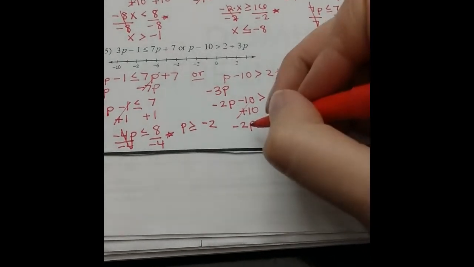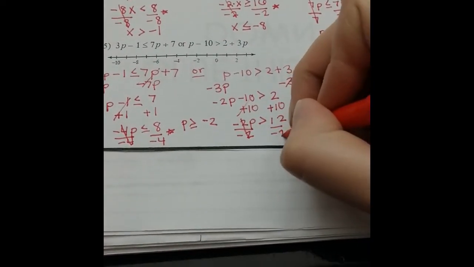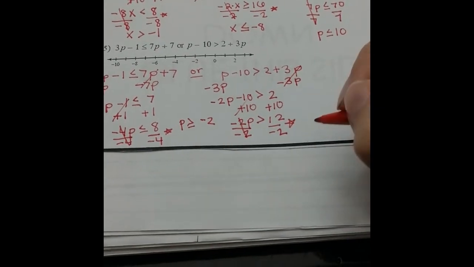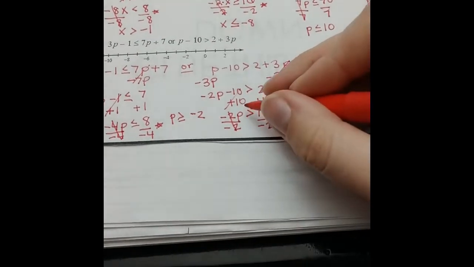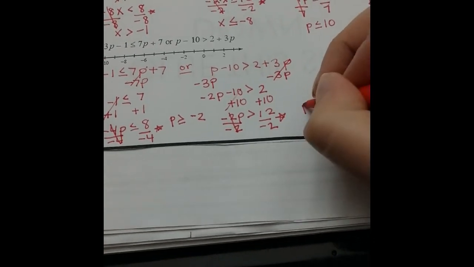Now it's just one step to get p alone. Divide by -2. So again, multiplying or dividing by a negative makes us flip the sign. So greater than is now less than. Left with p. And 12 divided by a -2 is a -6.